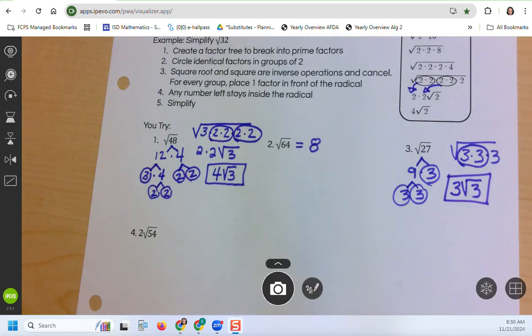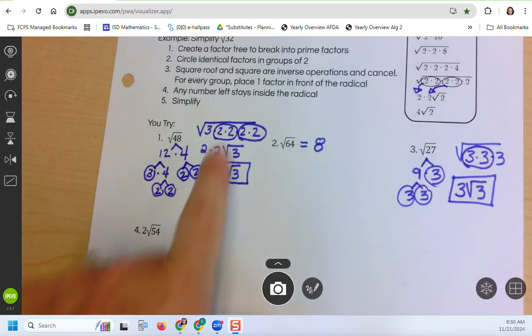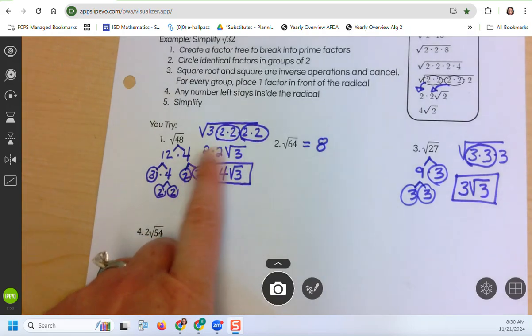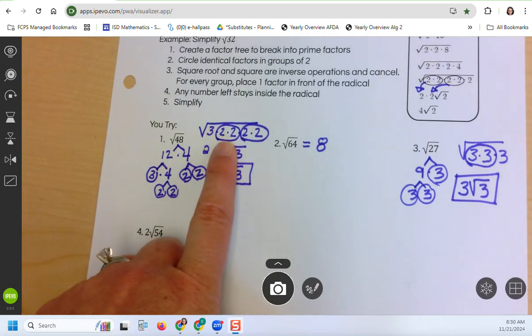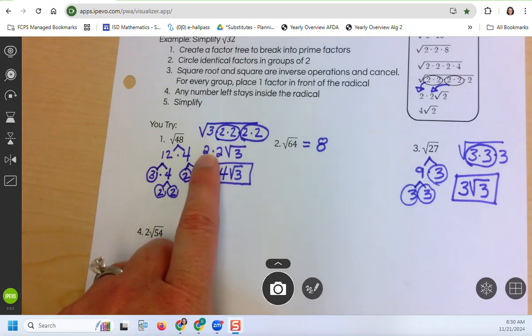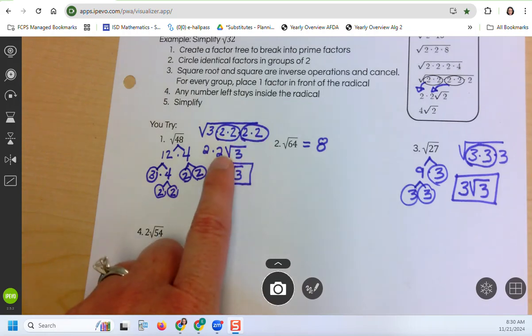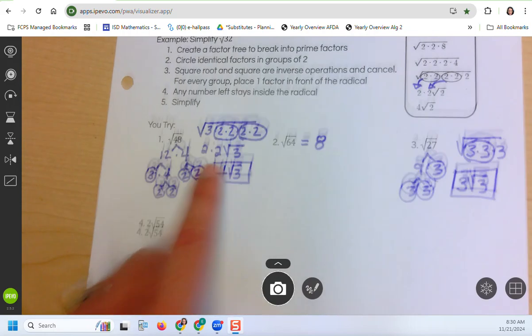Wait, so how about 1? Where did the other 2 go? Which one? For number 1, where did the other pair of 2s go? So this pair of 2s came out as a single 2. Remember, 2 times 2 is 4, right? Square root of 4 is 2. So when I do the square root of that, I just get the first 2. And then when I do the square root of that, I get the second 2. Okay?